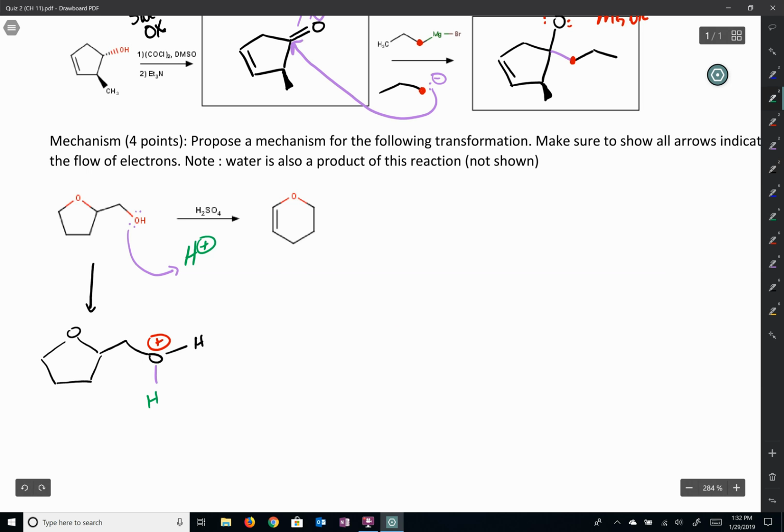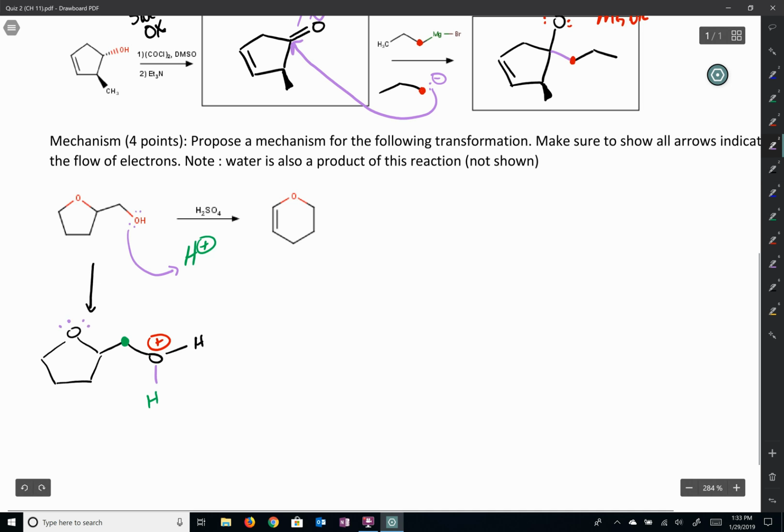Let's do green. That green carbon right there, attached to that oxygen, is a primary carbon. If we make that water molecule leave, we're going to leave behind a positively charged carbocation, which probably isn't going to happen in this case. It's very rare for a primary carbocation to form.